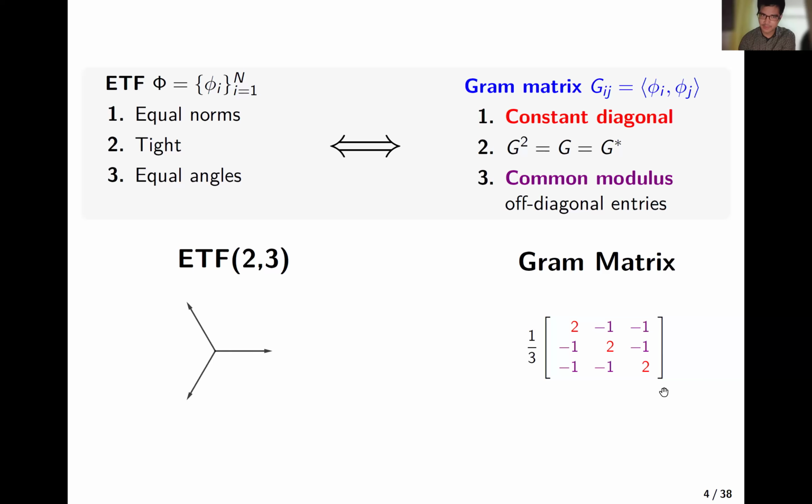And from this Gram matrix, I can actually recover an equiangular tight frame. So instead of looking for ETFs directly, we're going to be looking for Gram matrices. As an example, here's an ETF, the Mercedes-Benz frame, and its Gram matrix here on the right. So constant diagonal, common modulus off-diagonal entries, and it's self-adjoint and idempotent.